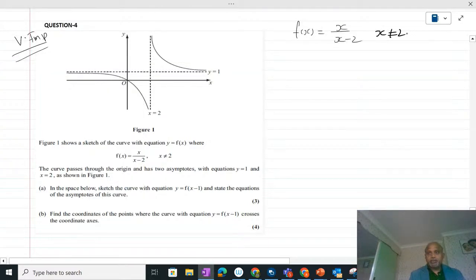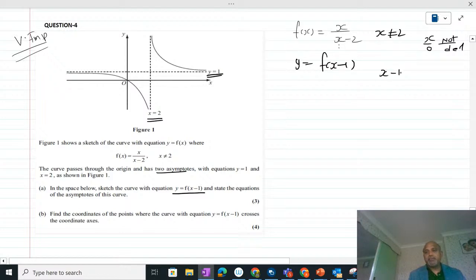x cannot be equal to 2 because if you put 2 here, it would be x over 0, and it is not defined. Now, the curve passes through the origin and has two asymptotes. The first asymptote is y equal to 1, the second asymptote is x equal to 2. In the space below, sketch the curve y equal to f(x) minus 1. So, if you put x minus 1 equal to 0, it is going to be shifted to the right by 1 unit.